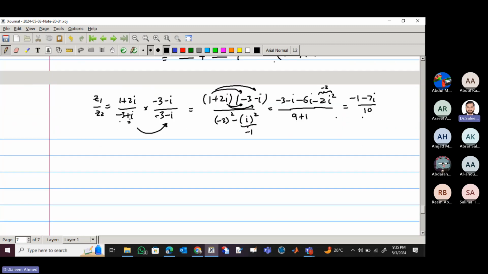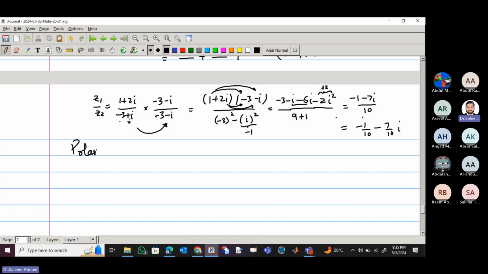Right, so you can add: -2 iota square is +2, basically. So -3 plus 2 is -1, and minus iota -6 iota is -7 iota. Now you can write -1 by 10 and -7 by 10 iota. So see, real plus iota real. That's how you can divide two numbers.